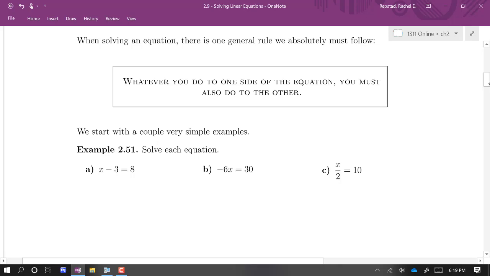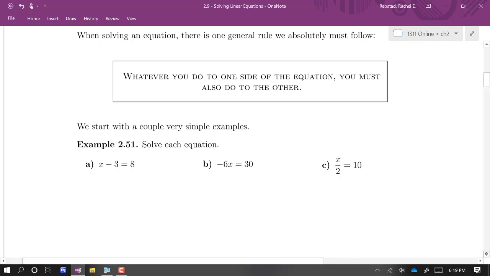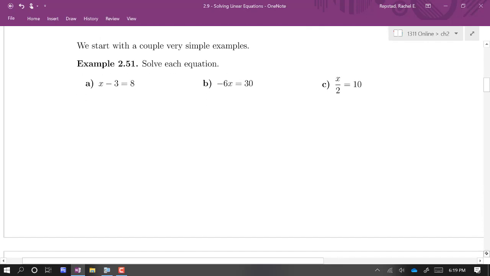So I'm going to illustrate this rule, this principle, and what motivates our moves in the following 3 examples. These 3 examples are really simple, and you could probably even see what the answer is just by looking at them. The point is just to illustrate and practice what's going to motivate our moves.